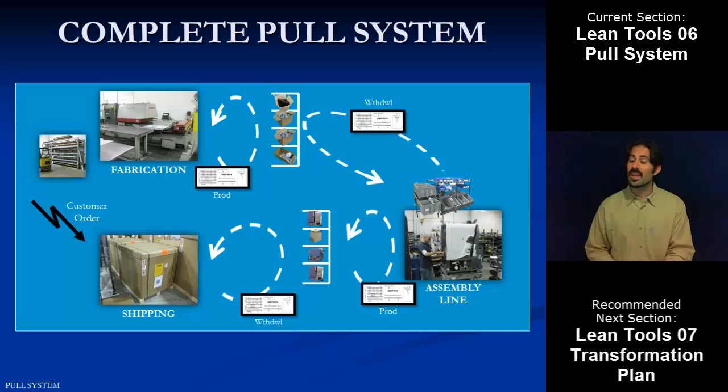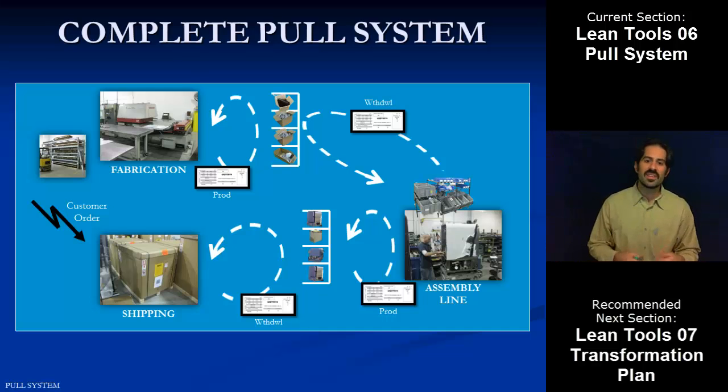Shipping gets a withdrawal Kanban, which gives it authorization to go to the store, the assembly line, and take what the customer ordered to ship it out. When they take that out of the store, they give the assembly line a production Kanban that says, hey, I just took this, I need you to make another one. That's the instruction for the assembly line. They take it, say we need to make that. They go get their material, they make it.